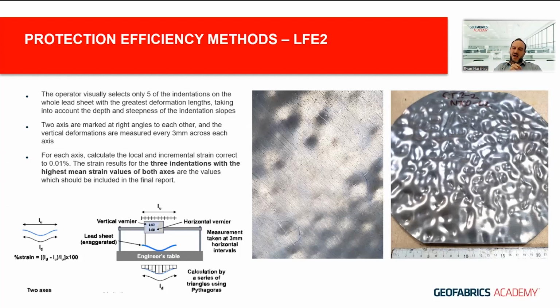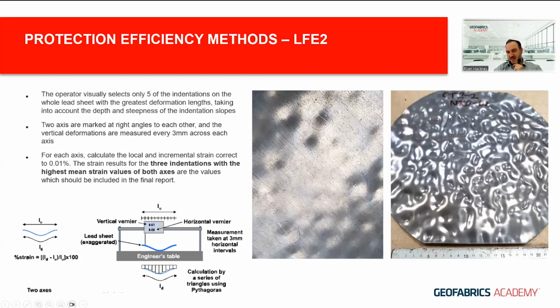So what the operator has to do is select 5 indentations on that lead sheet, which visually they see as having the greatest deformation lengths, and it also has to take into account the depth and the steepness of the indentation slope. So you can see that example there of a lead sheet on the right. It's a bit of a challenge for the operator, to be honest, and I've done many of these tests over the years.